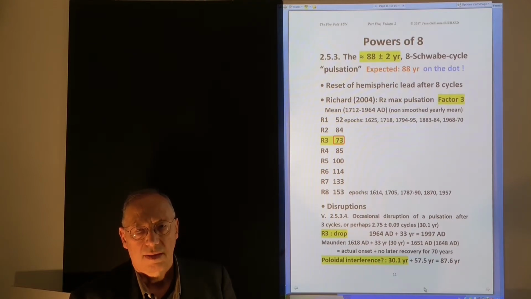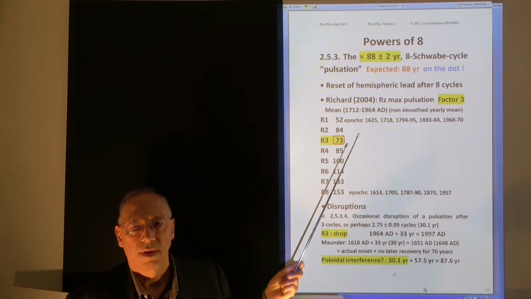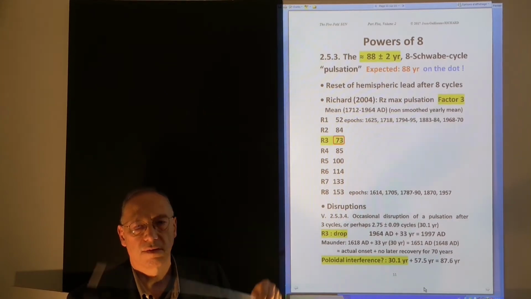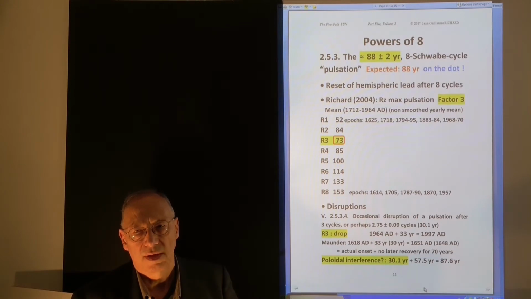It is a period for which we have both considerable evidence in the amplitude in the sunspot record directly, and phenomenological backing for the rationale for such a strong fluctuation. The phenomenological support is from the phenomenon of the reset of a hemispheric lead after 8 cycles.